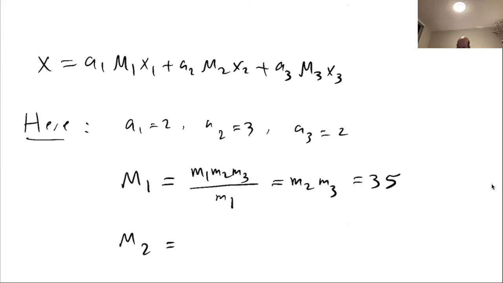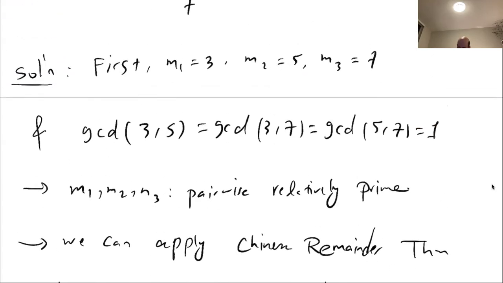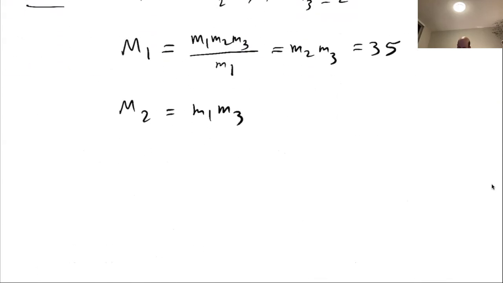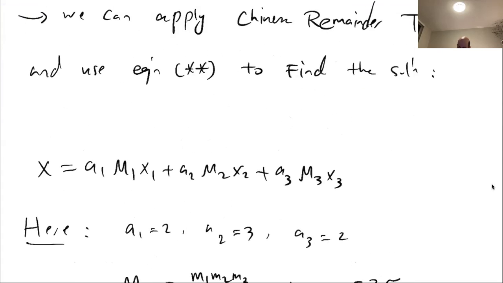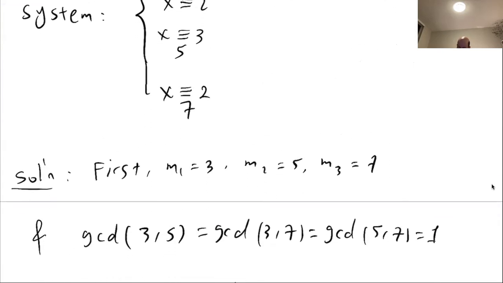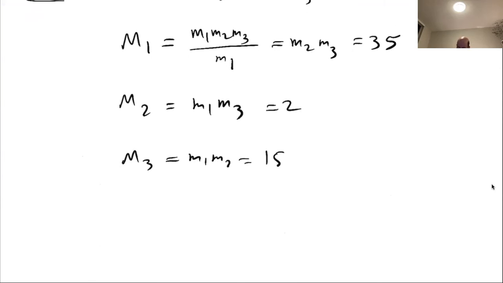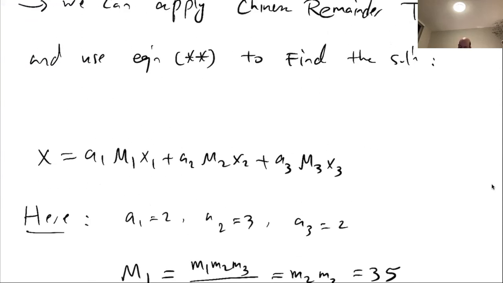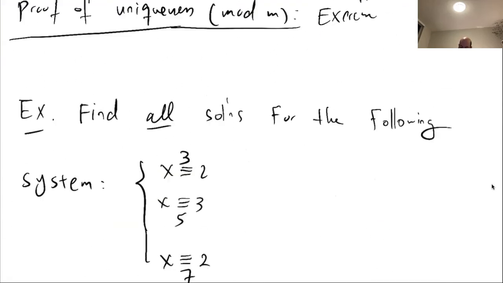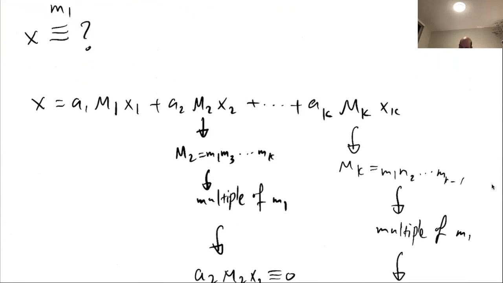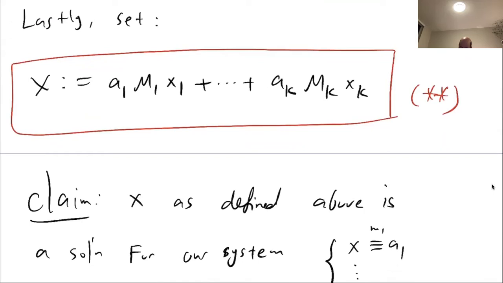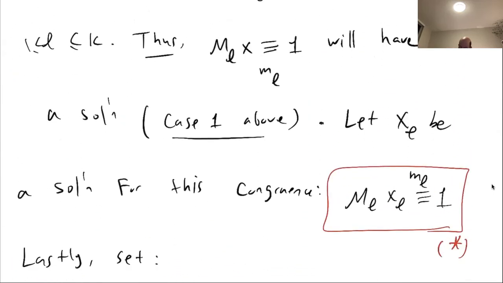Similarly, capital M2 is m1 times m3, the product of all m_i except m2, so that's 21. And capital M3 is m1 times m2, which is 15. And then I also need x1, x2, x3. What was x_l? Again, if you go back to the proof, x_l was the solution for M_l x_l equals 1 mod m_l.